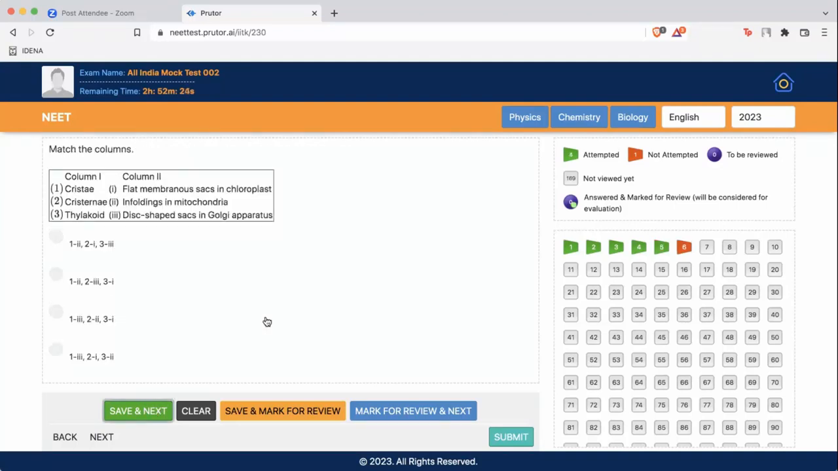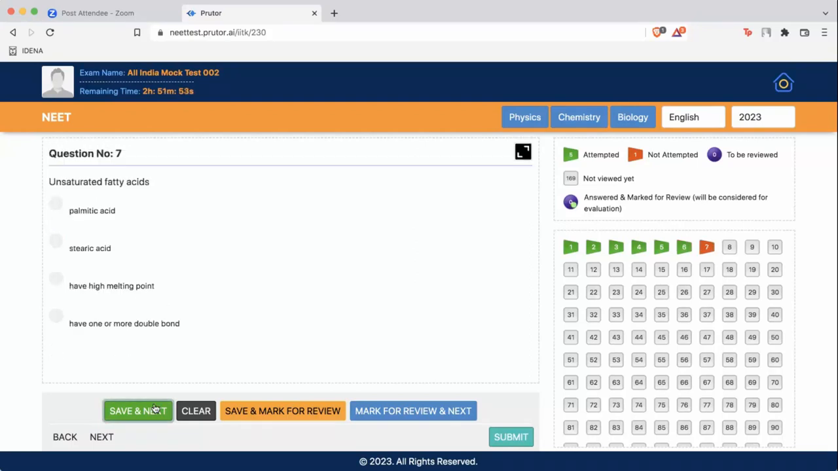Okay, this is matching. Thylakoids are the sacs in the chloroplast. Cristae are the infoldings in the mitochondria. And the remaining, cisternae, are disc-shaped sacs in the Golgi apparatus. So 2, 3, 1. So that option, let's see the next.